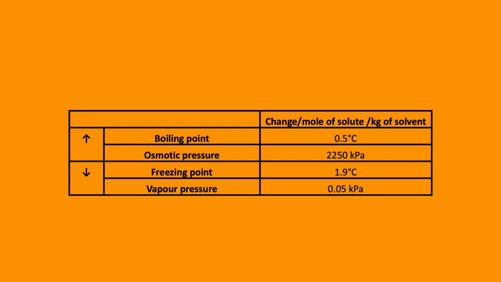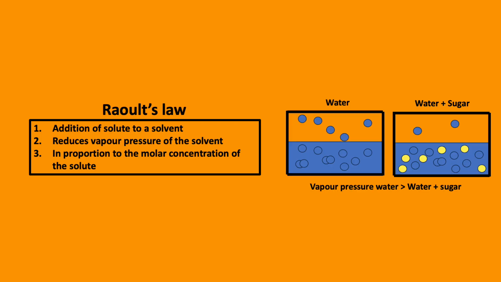This table shows the 4 alterations in the physical properties that occur due to the presence of solute within a solution, per change in mole of solute per kilogram of solvent. Both the boiling point and osmotic pressure increase by this amount, and the freezing point and vapor pressure also decrease by the corresponding amounts. First of all, we will discuss saturated vapor pressure.